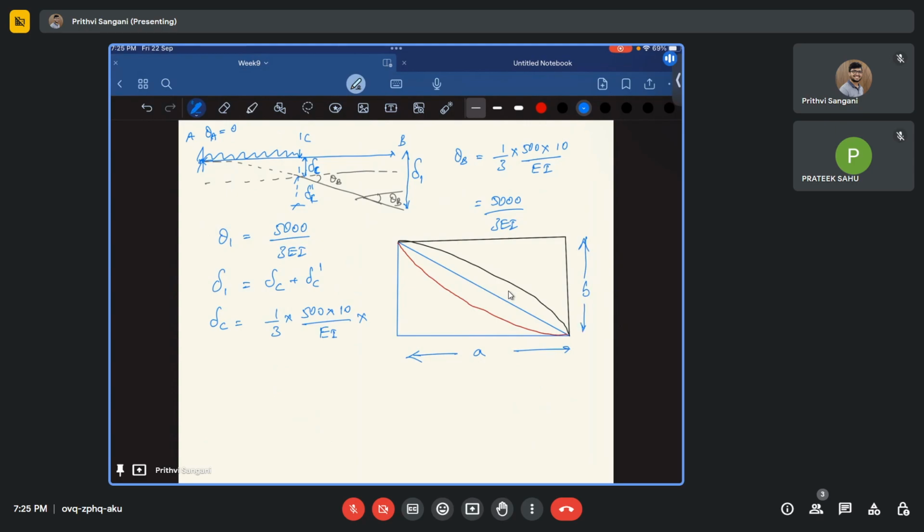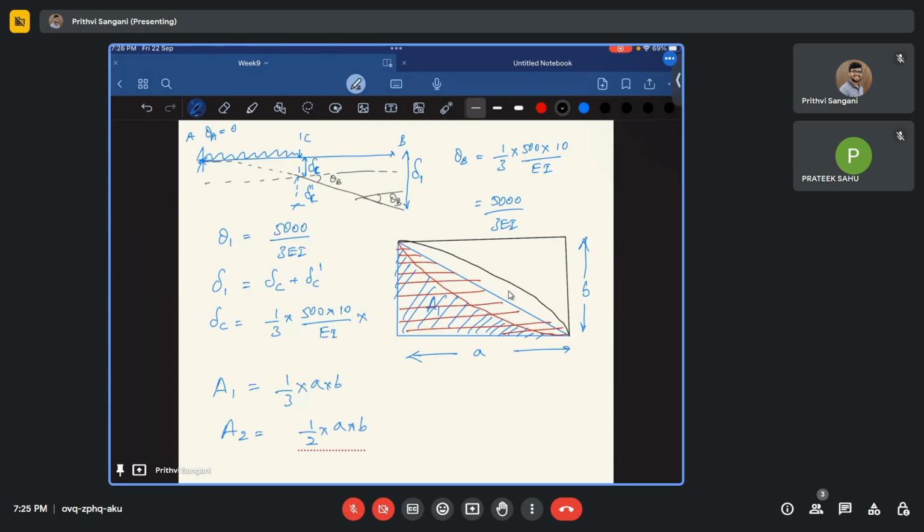Okay, now for this area, I am writing it as area 1. Area 1 is nothing but 1 by 3 times A into B. Now let us say area 2. Area 2 is this complete triangular area. Area 2 is nothing but half A times B. This is the triangular area.